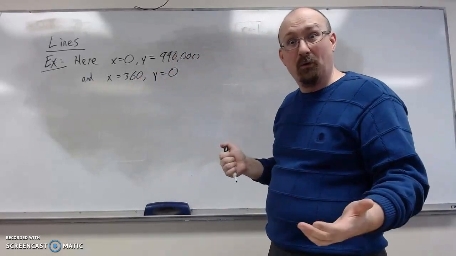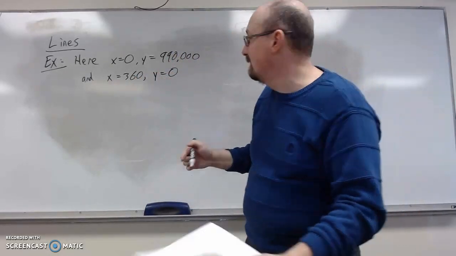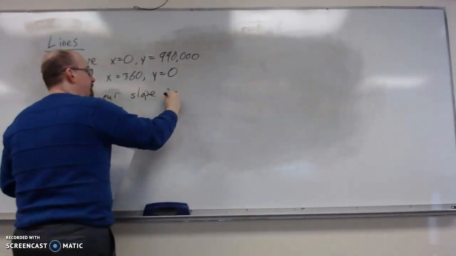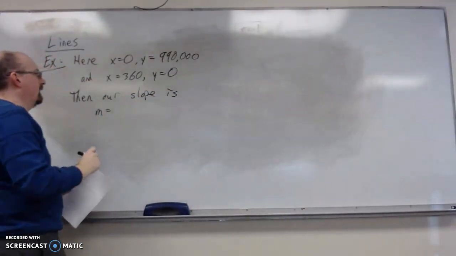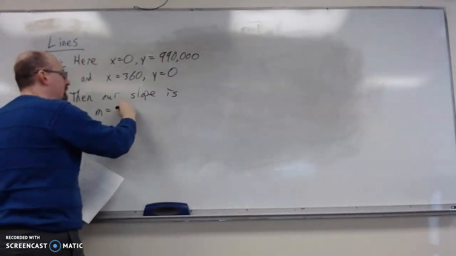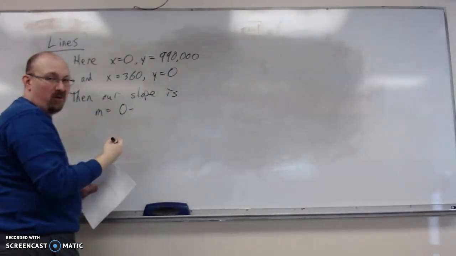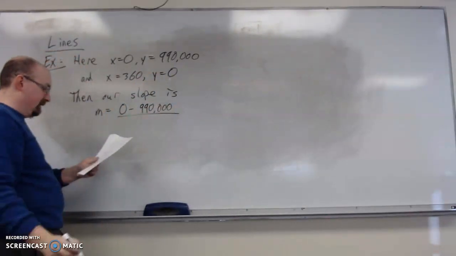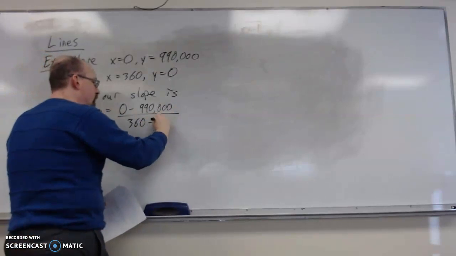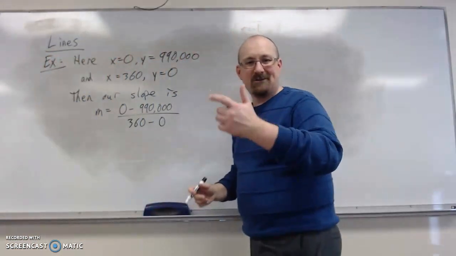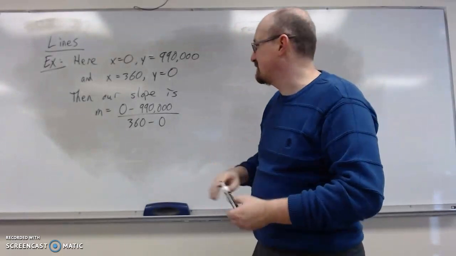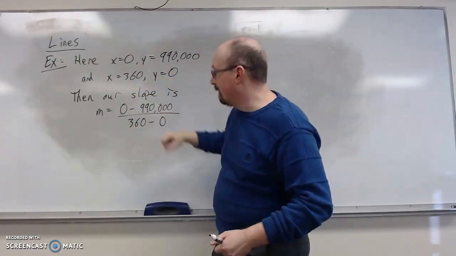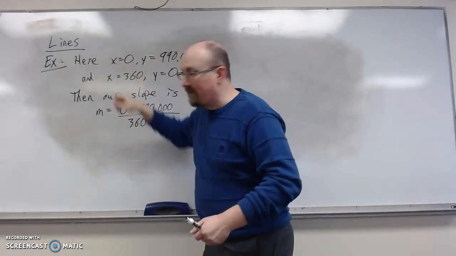So now we can build the slope formula in. Then our slope is going to look like the following. We have y2 minus y1. I'm just using this as my y2. If you had the other way around, that's also fine. 0 minus 990,000 over x2 minus x1. Again, remember, it doesn't really matter which one is x2 and which one is x1, so long as you make sure the guys are lined up. We have y 0, x 360, they're together. y 990,000, x 0, that's that guy right there.